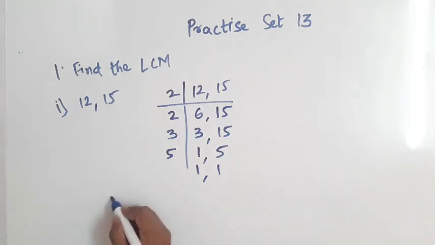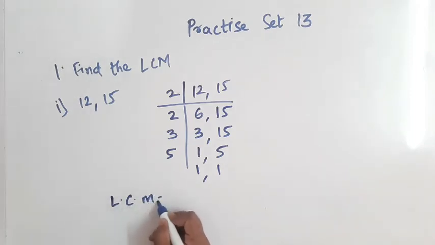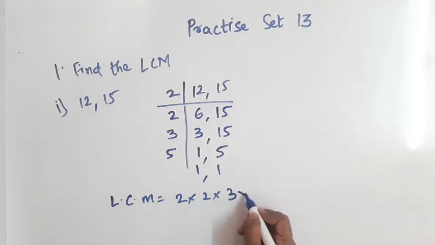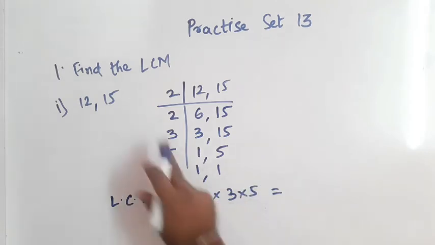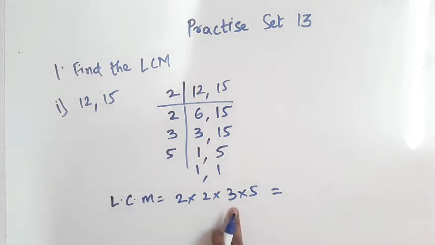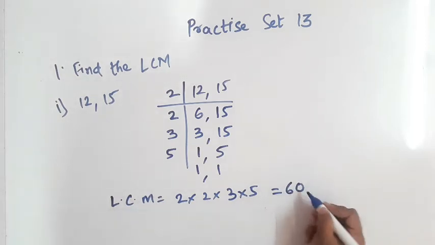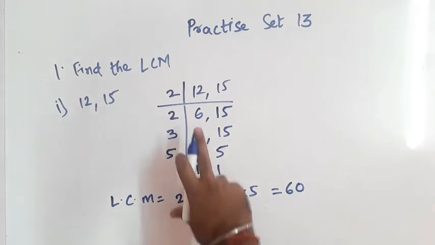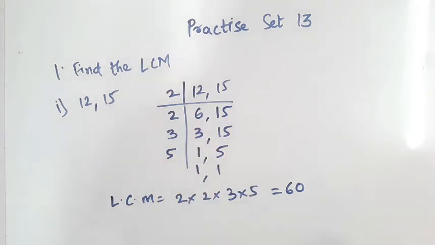So your LCM is the product of these numbers: 2 into 2 into 3 into 5. What is the product? 2 twos are 4, 4 threes are 12, 12 fives are 60. So the LCM of 12 and 15 is 60.